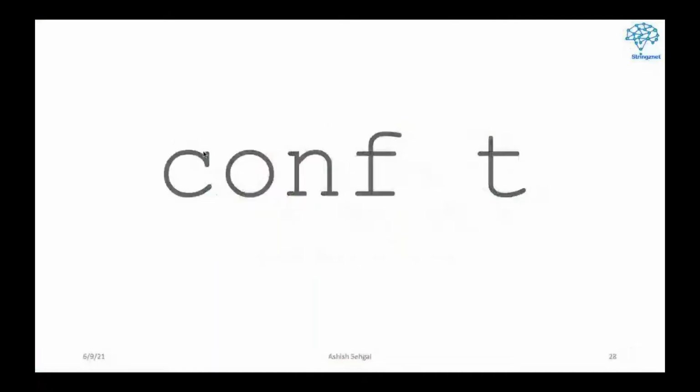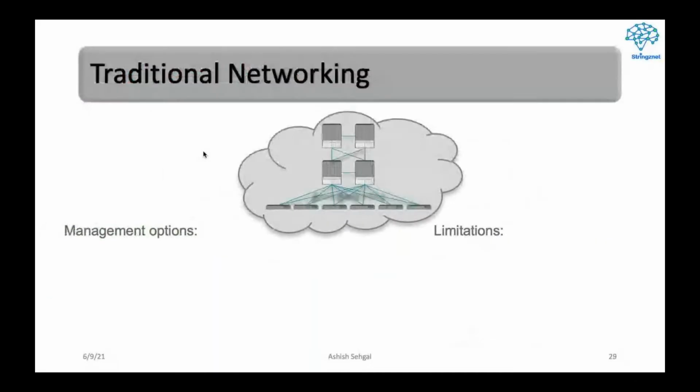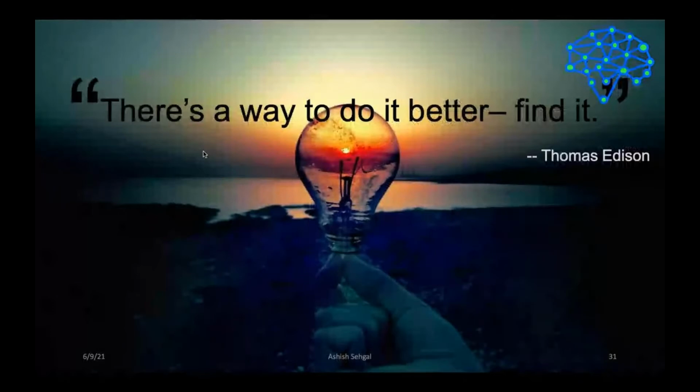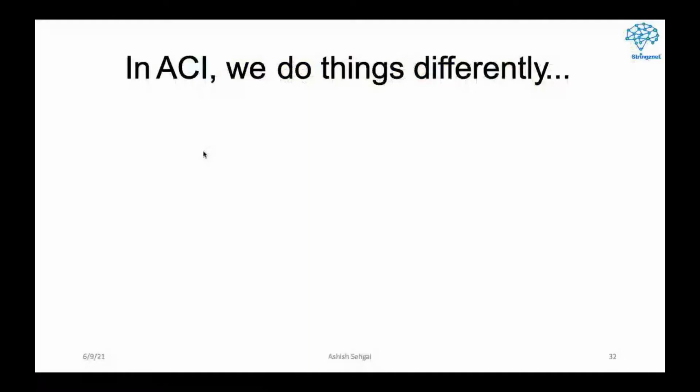All right. So config and all traditional networking, we will have a quick discussion on our three-tier architecture: core, distribution, and access. We will be saying, no, this is not the way we connect. We have a better connectivity, which is not at all going to be old fashioned, but it is going to be old wine in a new bottle. As Thomas Edison said, there is always a better way to do it.